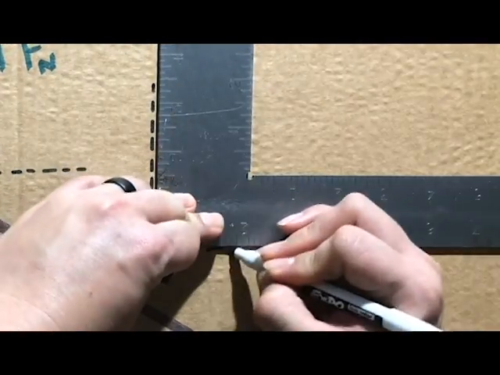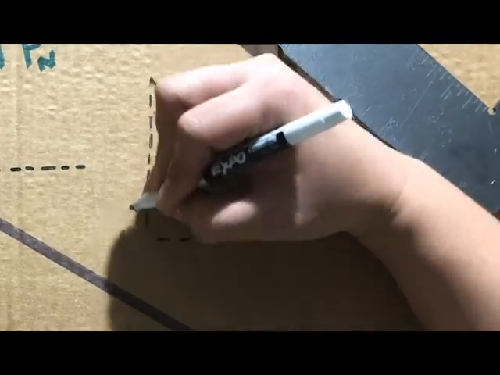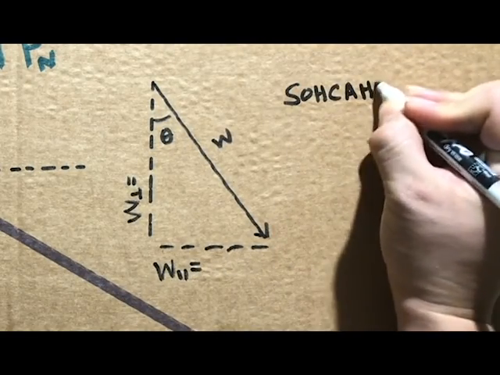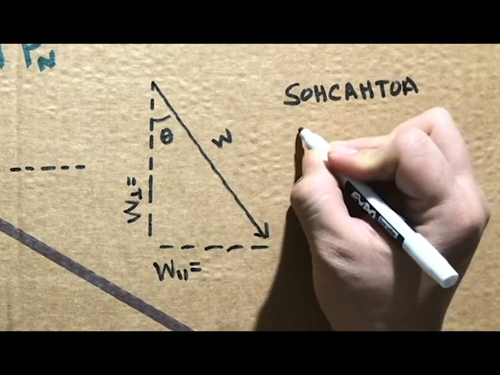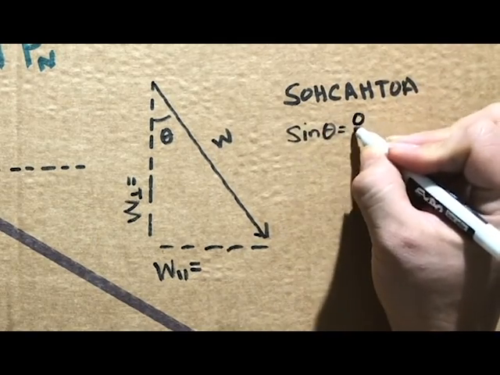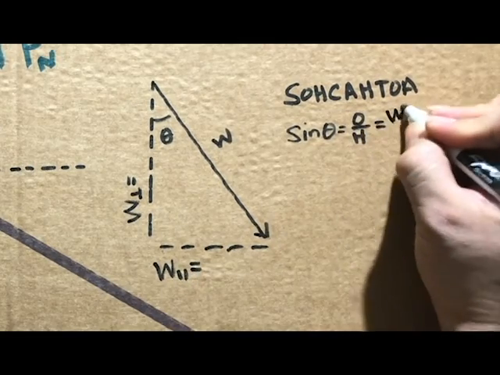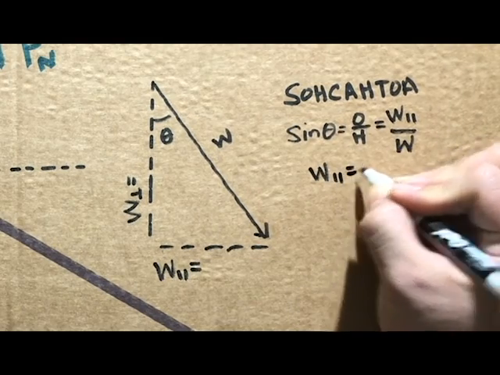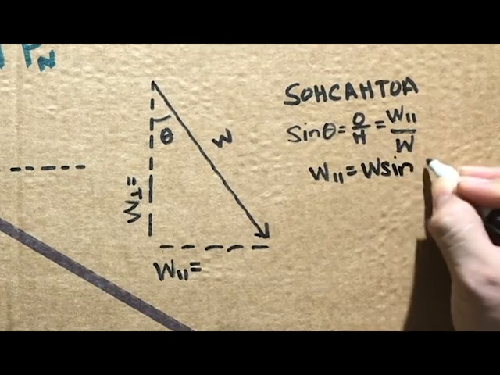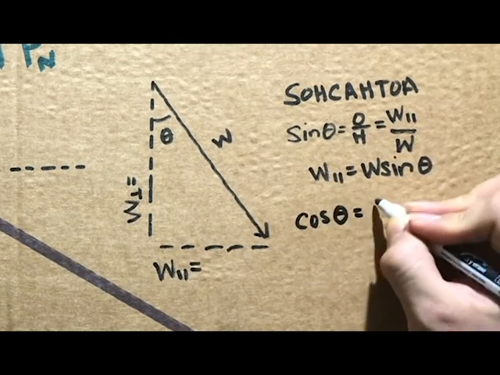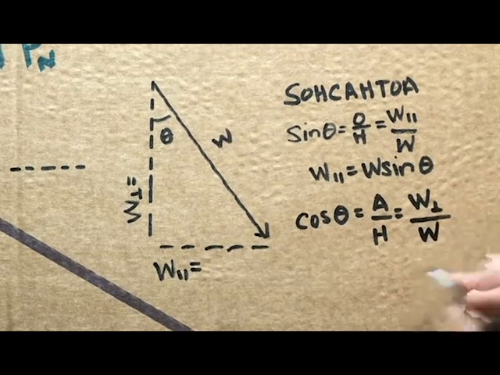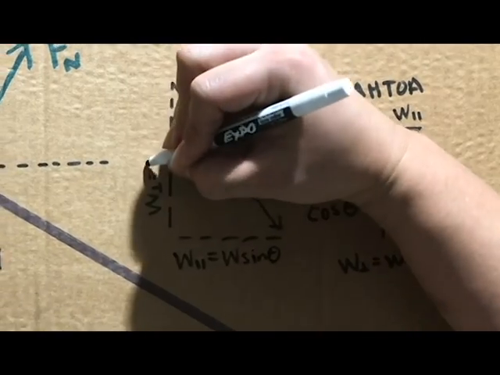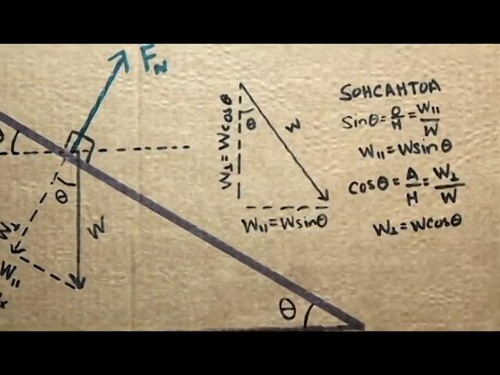I'm going to redraw that slanted triangle on the side here, just so we can see things a little bit easier. To figure out W perpendicular and W parallel, we need to use SOHCAHTOA. This means that the sine of theta is equal to the opposite over the hypotenuse, which in our case is W parallel over W. Solving for W parallel, you get that it is equal to W sine theta. Cosine is adjacent over hypotenuse, so W perpendicular is equal to W cosine theta. Here, let me draw this in the picture for you. And that, my friends, is exactly how you break down the inclined plane problem.